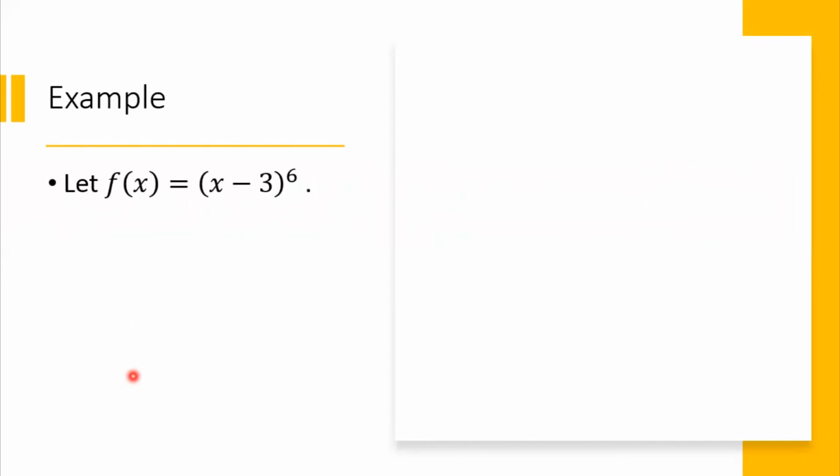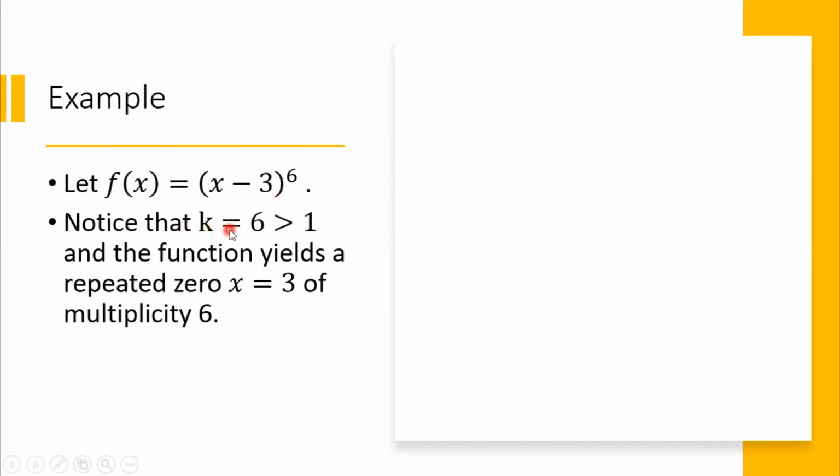So let us have here a specific example. f of x is equal to quantity x minus 3 raised to 6. Now, notice that k is equal to 6, right? Which is greater than 1. And the function yields a repeated zero, x is equal to 3. So we read this one as x is equal to 3 of multiplicity 6. So this is repeated 6 times. x is equal to 3 is repeated 6 times.